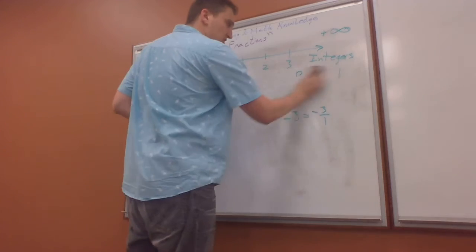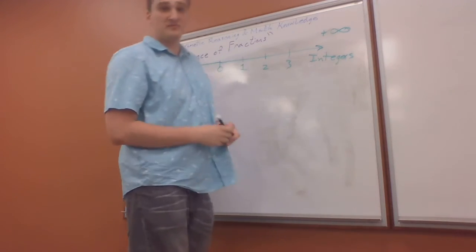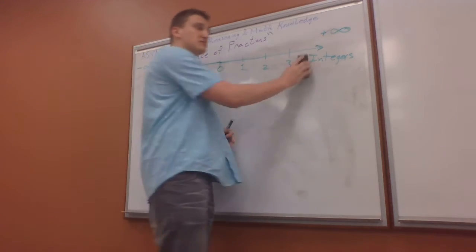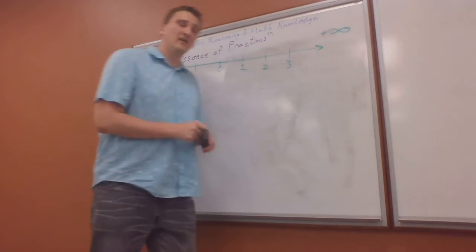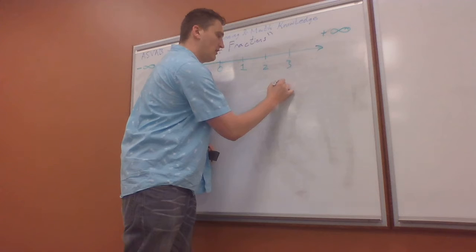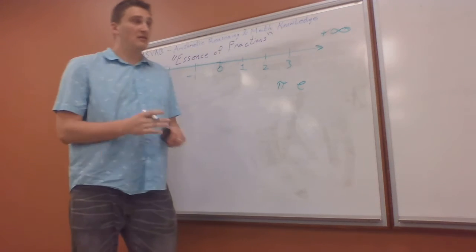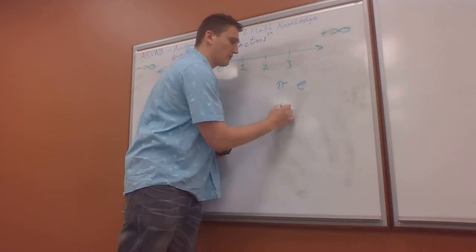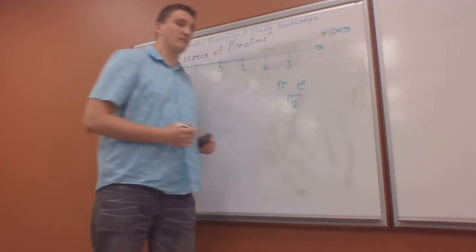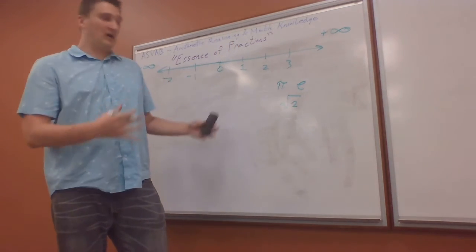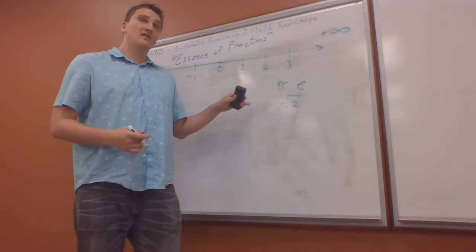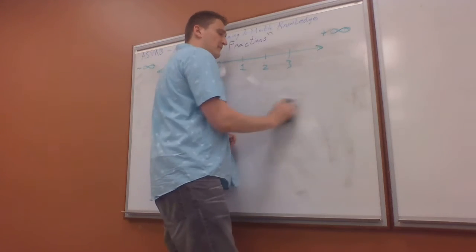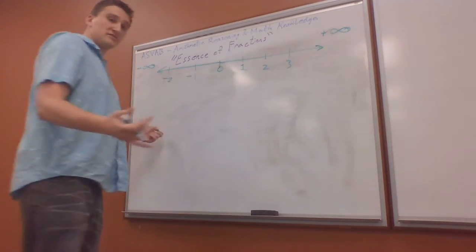Of course, there are irrational numbers. Irrational just means they cannot be represented by a fraction or ratio. Some of those numbers include things like pi, or the constant e, or if you take the square root of something like 2. Those are examples of irrational numbers that cannot be represented by a fraction or a ratio.